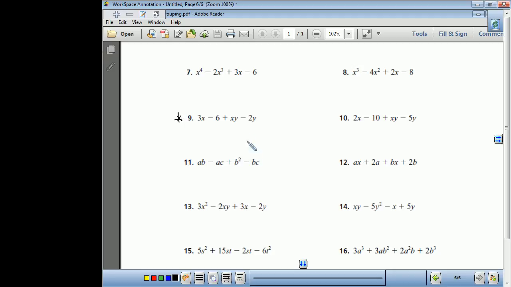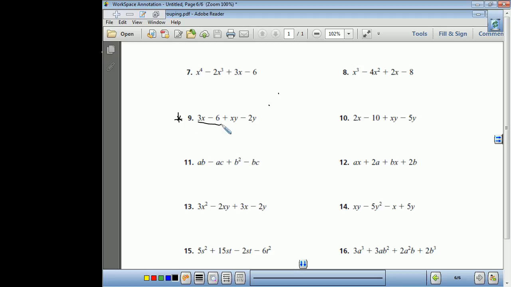Yeah. What if it had been in this order? 3x minus 2y minus 6 plus xy. Do you see that this way, if they had put it in this order, these don't have anything in common? So whenever they give it to us in an order where they have nothing in common, you just have to move stuff around. But this way they did give it to us where they have something in common.